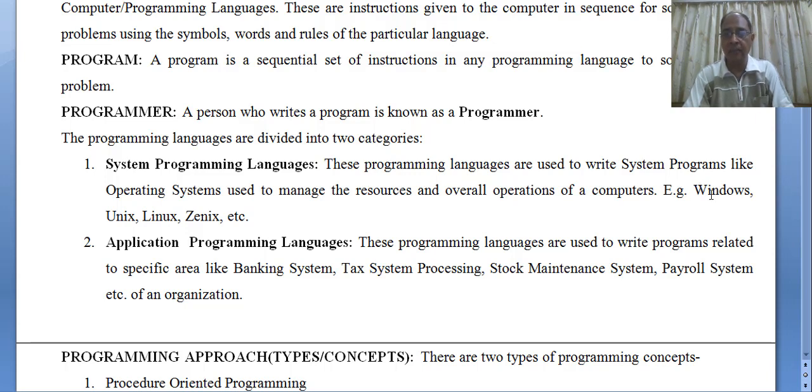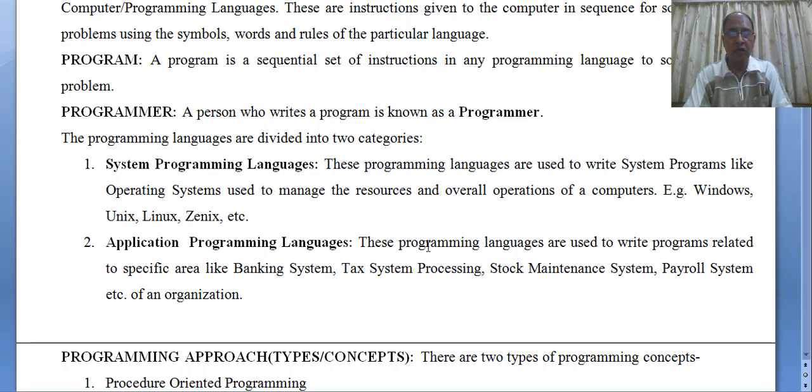That is, for example, Windows, Unix, Linux, Xenix, DOS, VAX, Apple Macintosh systems. All these operating systems are used to manage the computers, without which the computer is a dead machine. So you can just assume that computer is a hardware and operating system is a software which runs the hardware to manage the resources and overall operations of the hardware. So this is all about system programming languages.